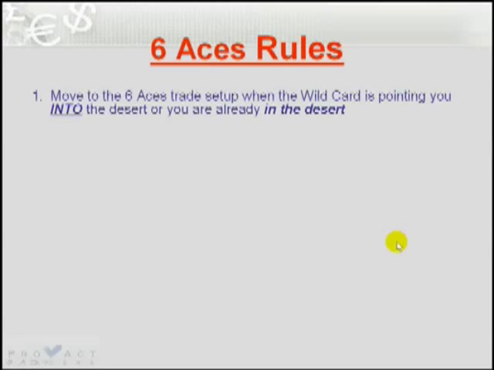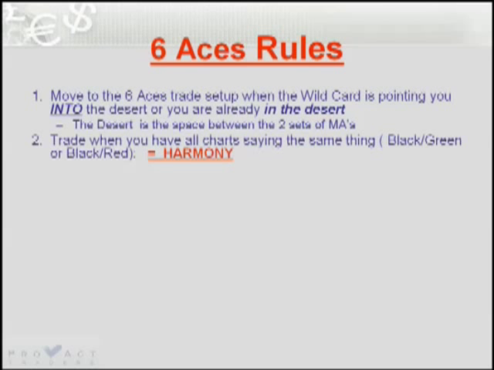Now we move to the 6 aces when the wild card is pointing us into the desert, or we open up our charts and we're already in between those moving averages. So the wild card would be telling you we have a dot and the movement is headed into the desert. The desert is the space between the two sets of moving averages. So we trade when we have all the charts saying the same thing: black and green or black and red. Black and green means the market is trying to go up. Black and red means the market is going down.